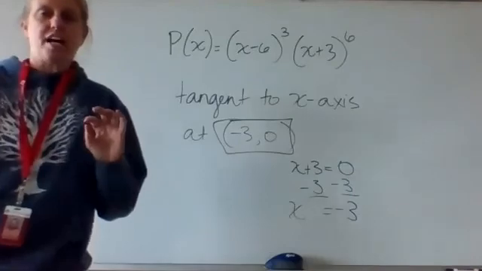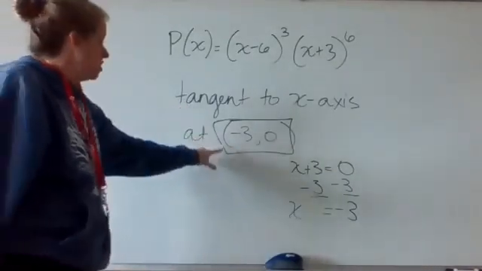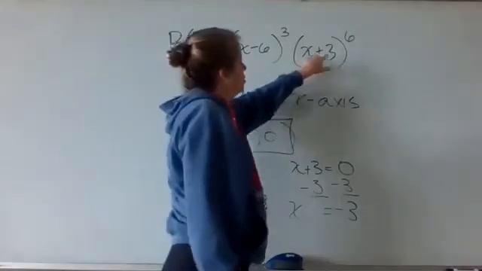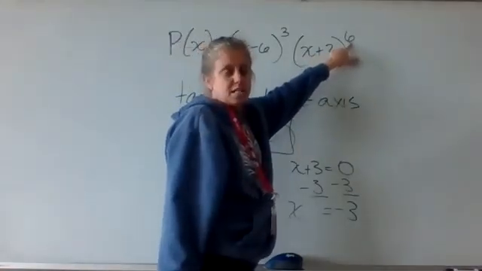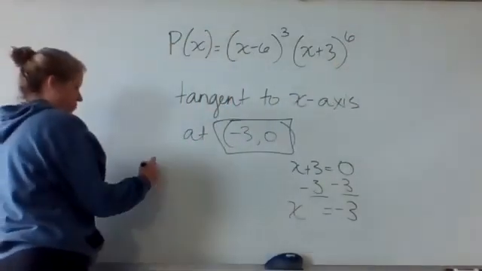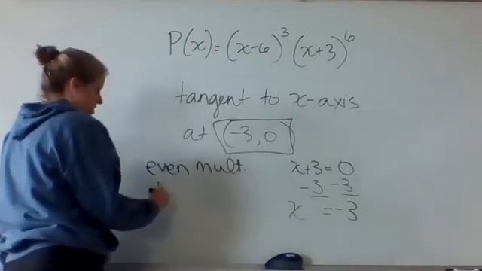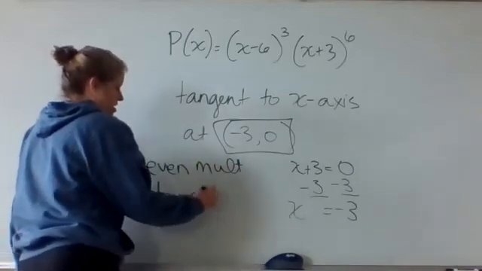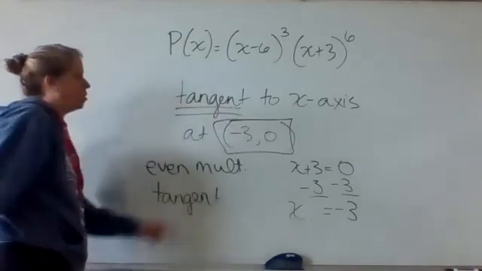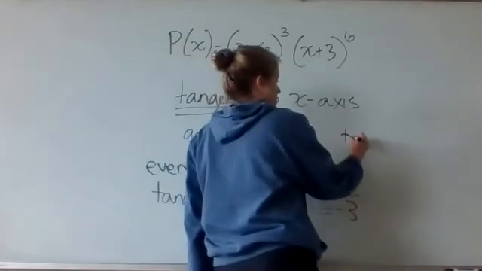So now we just need to check the multiplicity to see if tangent is the right word. So let's see, it came from this factor, which means its exponent's even, which does mean it has even multiplicity, which means yes, it is tangent. So yes, that is the right word. This one would be tangent to the x-axis at -3.